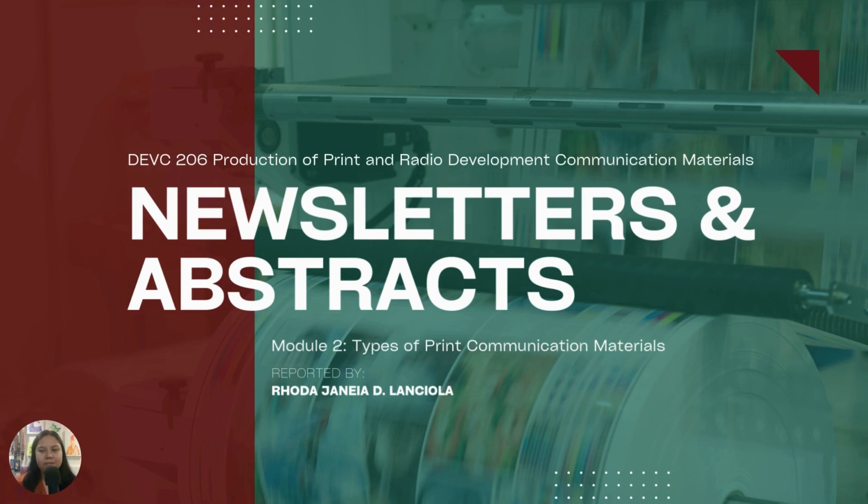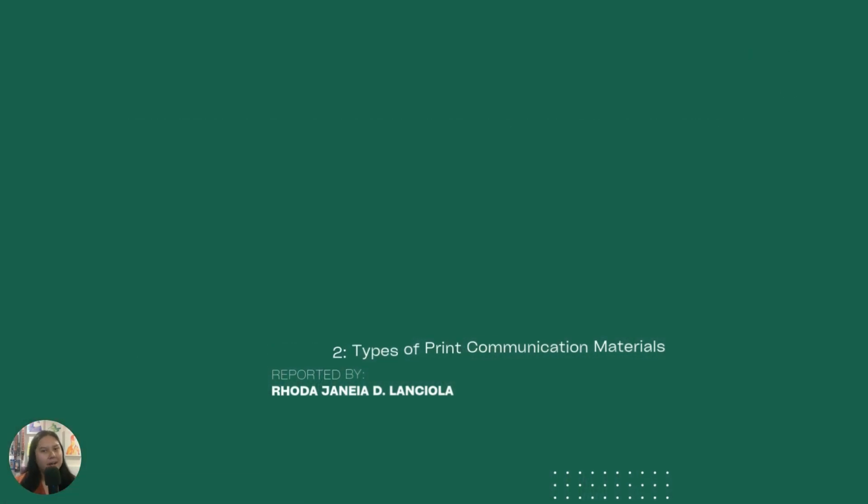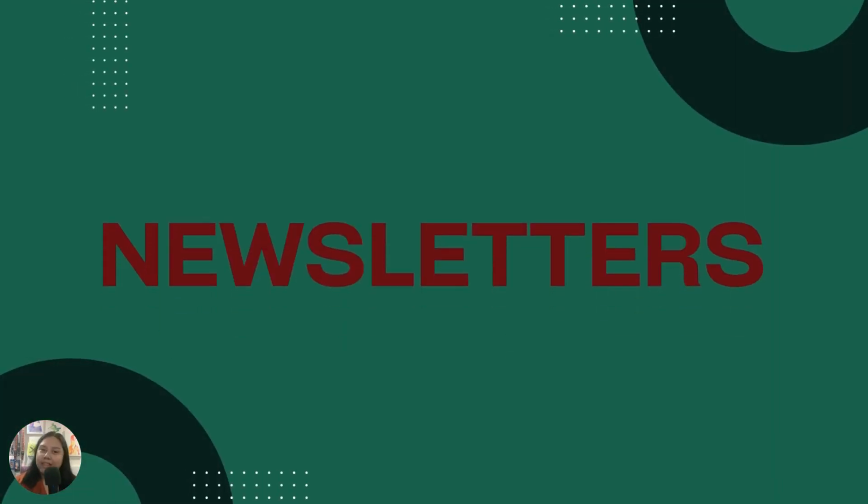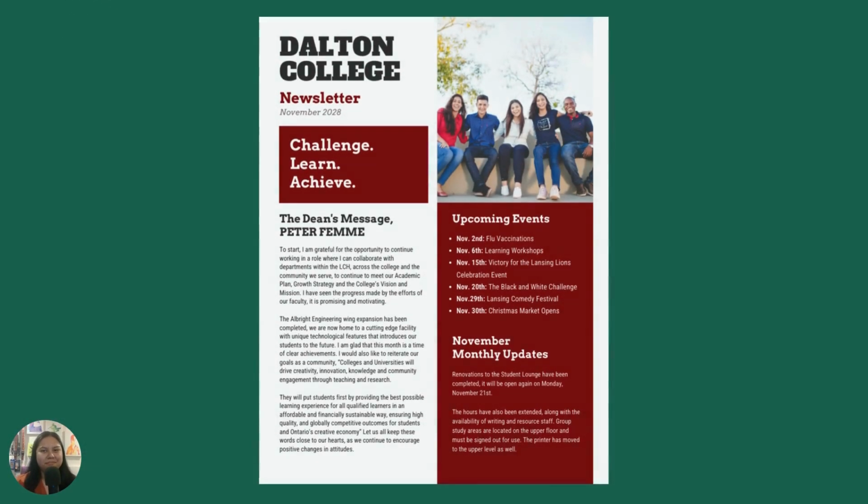So, we are now in Module 2 of the course Development Communication 206, Production of Print and Radio Development Communication Materials. Now, in this module, we will be tackling the different types of print communication materials, and for this specific report, we shall put our focus on two of these types, which are newsletters and abstracts. Without further ado, let's first delve on newsletters and let's get to know this print material a little bit better than I think we already do.